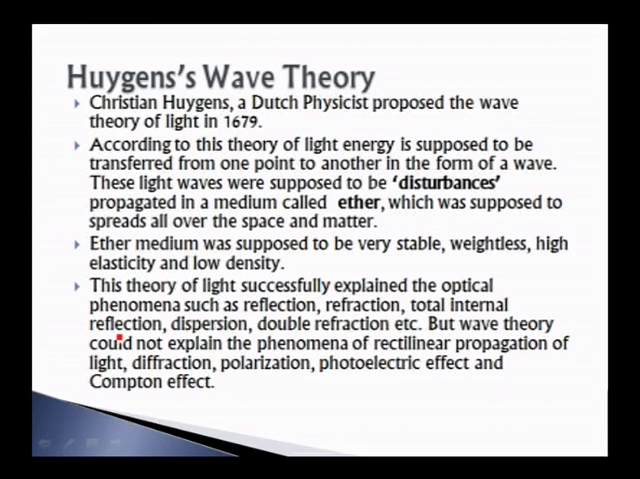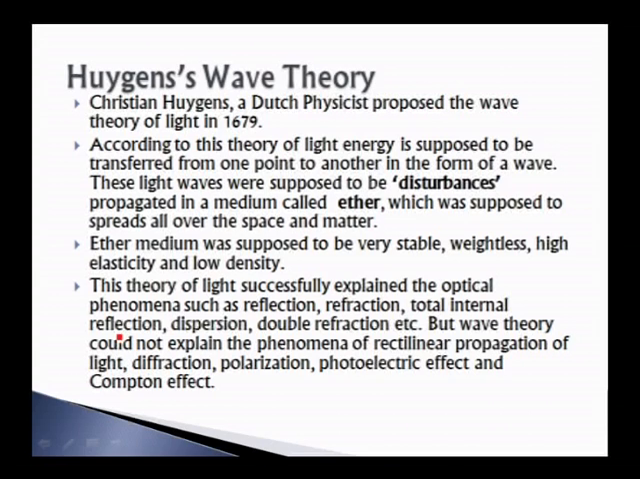He proposed a theory and called it the wave theory of light. Now, according to Huygens, light is supposed to transfer from one point to another point in the form of waves. I think I told you last time, imagine how a snake moves in a zigzag way. In a similar way, light also moves in a zigzag way. So, it is a two-dimensional movement.